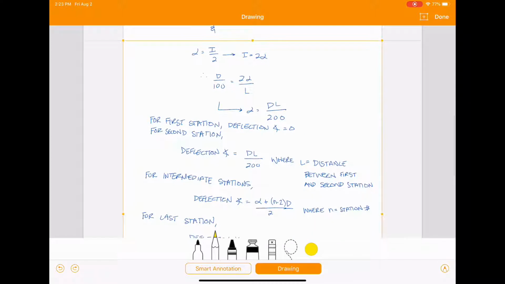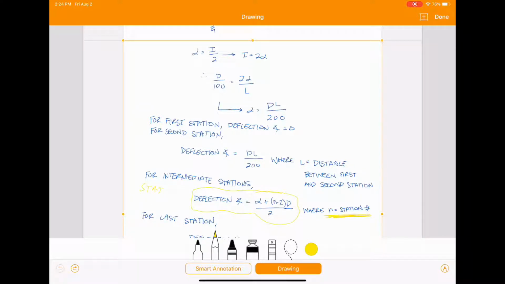Then to find any intermediate stations, so any stations after that for your deflection angles, you're going to use this equation here. So alpha plus (n minus 2) times D over 2, where n is your station number. So the first one of these that you're going to have is station number 3. So if you were to plug a 3 in here for n, you would be left with 1 here, so it would just be alpha plus D over 2. And then it'll increase by 1 for every station that you have after that.